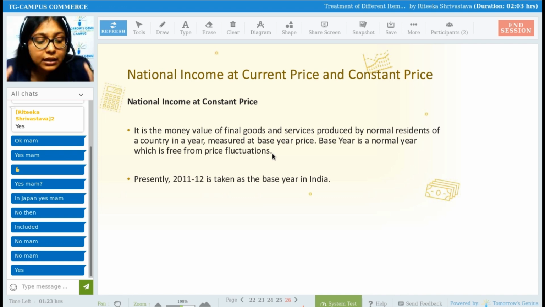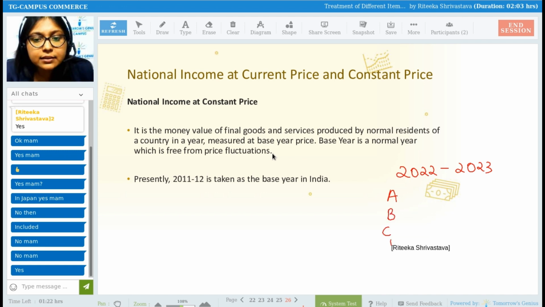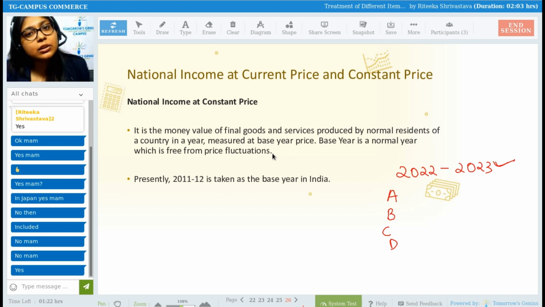So that was national income at current price, wherein when we compute national income, we consider the value of goods and services at present. Suppose I want to calculate national income for the year 2022-23. Then I will count the price of good A, good B, service C, service D at present. At present means the present year. So I'll be taking the values of this present year. That is called national income at current price.